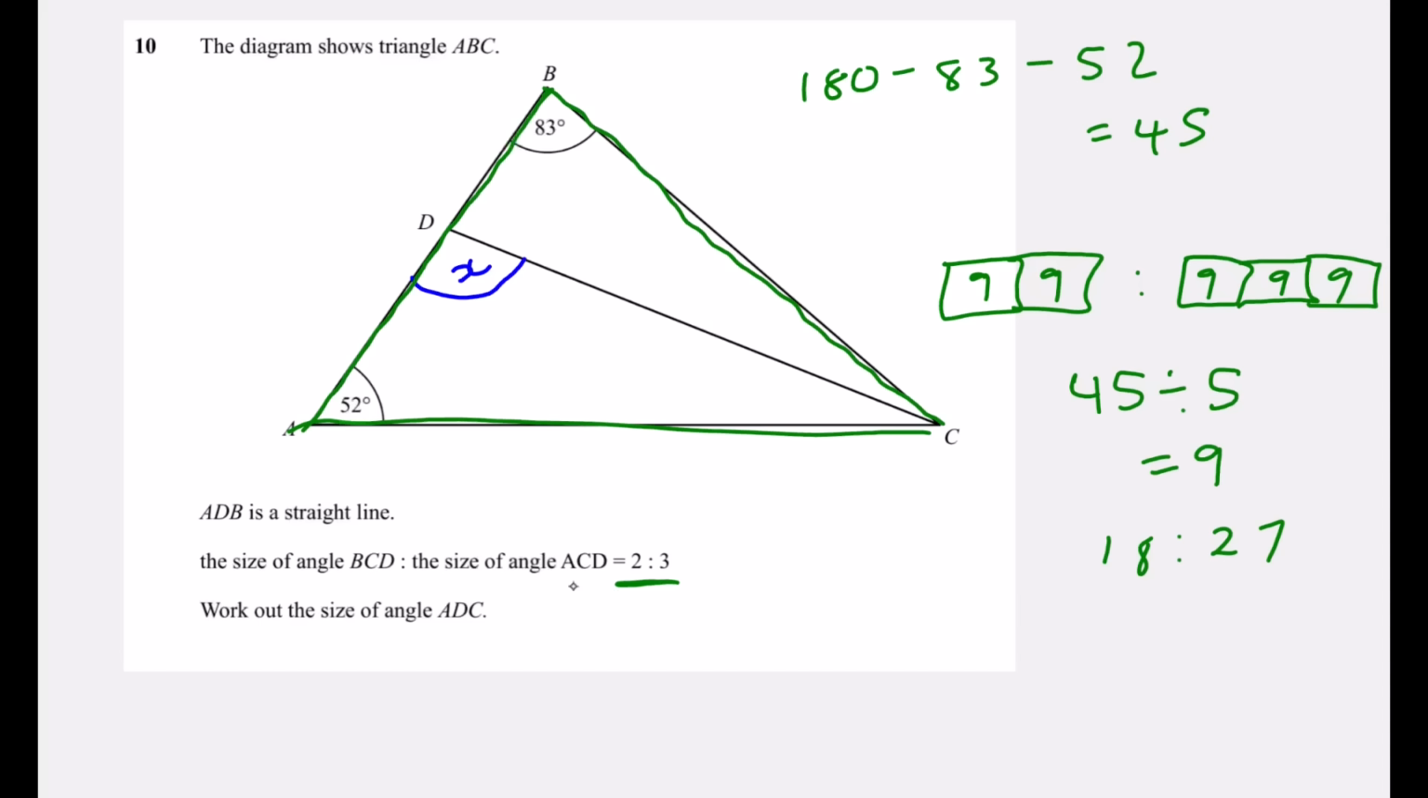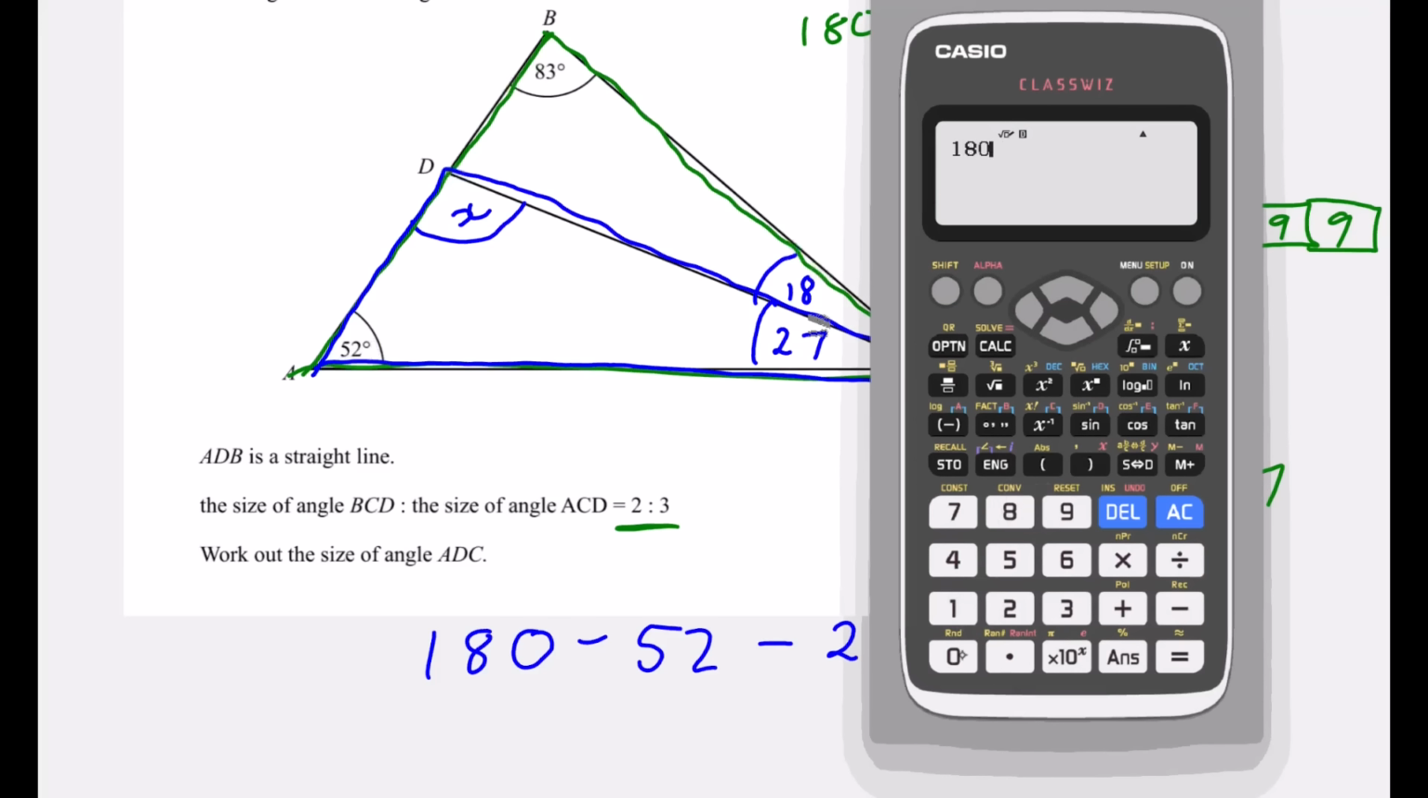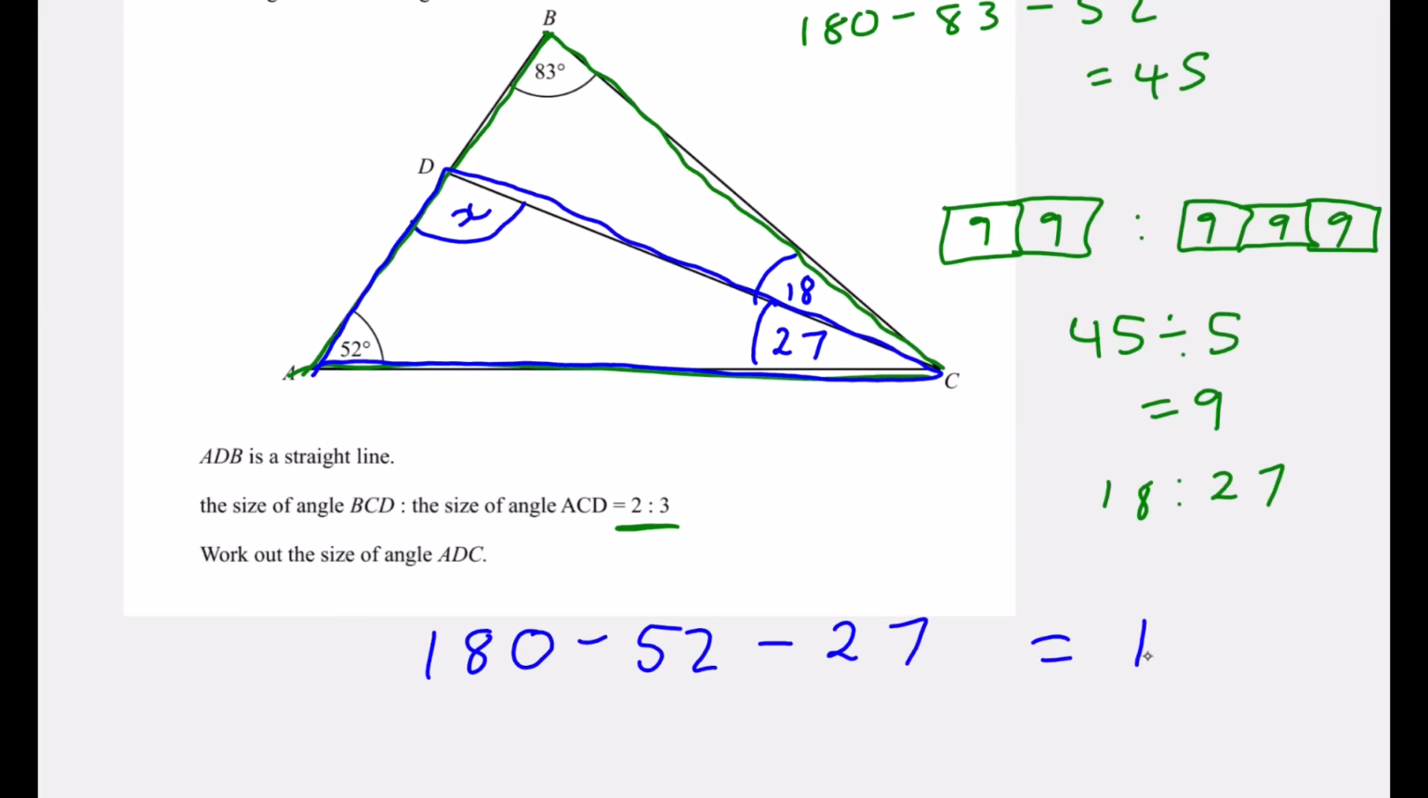So the 2 parts was BCD. That's 18. And ACD is 27. So now we've got angles in a triangle again with the triangle here. Angles in a triangle add up to 180 degrees. So 180 take away 52, take away 27. And it's 101.